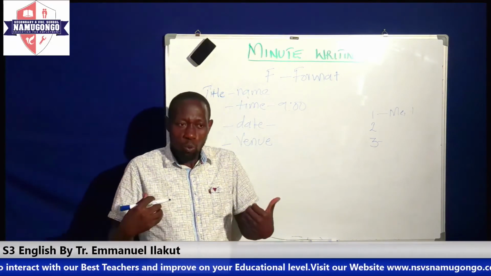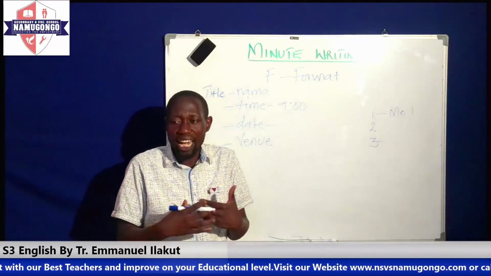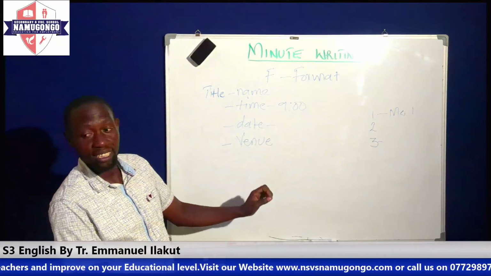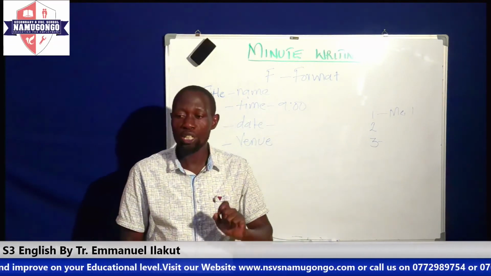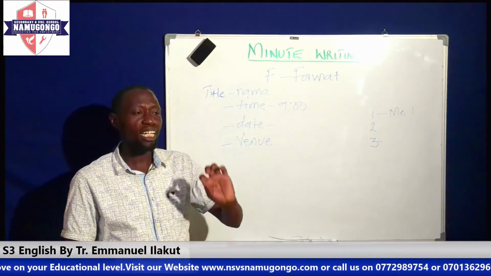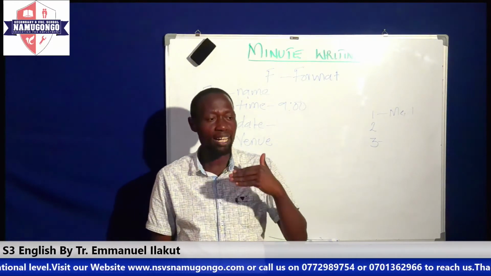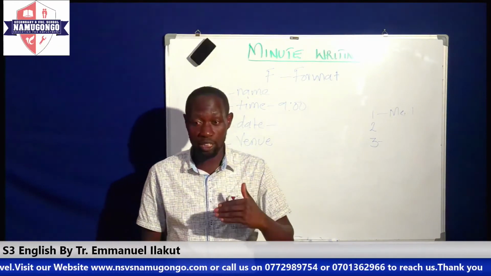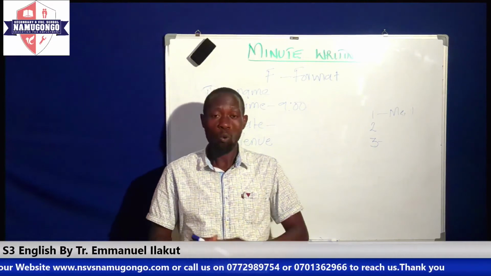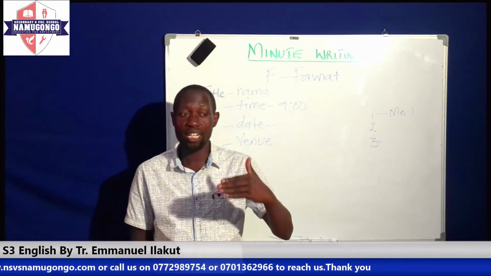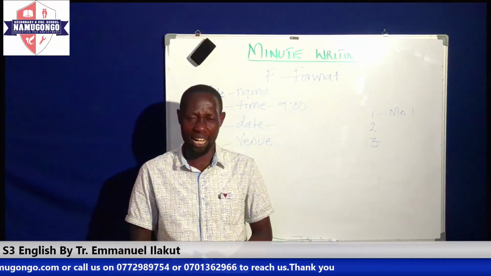And where was this meeting held? In other words, the venue. It was held in the school boardroom. So by the time you indicate the title, you must show those 4 particular items so that your title is clear. When we are writing minutes also, we must clearly show the agenda.